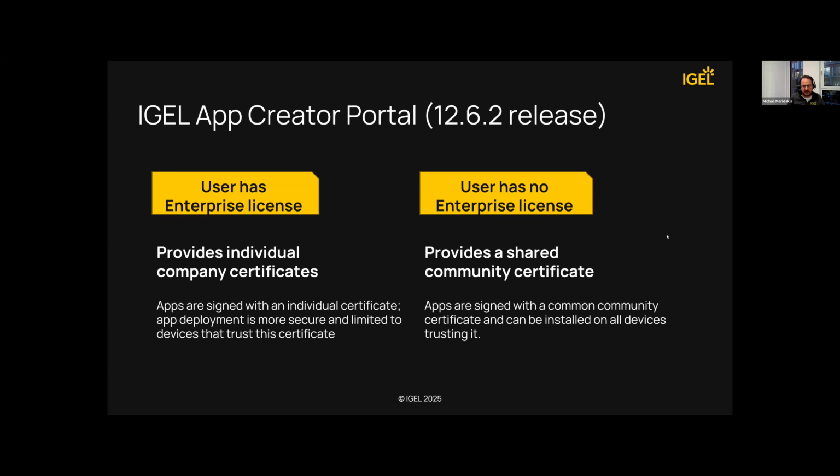So this is an important differentiation between enterprise and non-enterprise licenses that you should be aware of whenever you're using the App Creator Portal. And this is also what I said at the beginning: one of the major functionalities of the App Creator Portal is that it gives you not only the capability to build the app, but also to sign an IGEL OS app so that it is officially signed and can be deployed to your IGEL OS devices. Okay, so with that said, what do we have next?